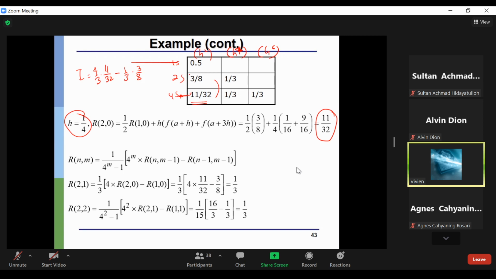So we want to calculate the value here. With this one, this will be 8. Is that correct? Yeah, correct. So we have here, 11 minus 3, so 11 minus 3 is 8. So 8 over 8 is 1. So that we have 1/3. So this is correct, 1/3.